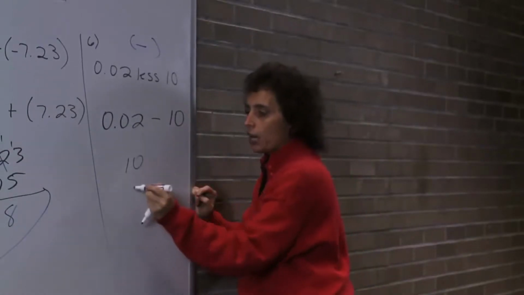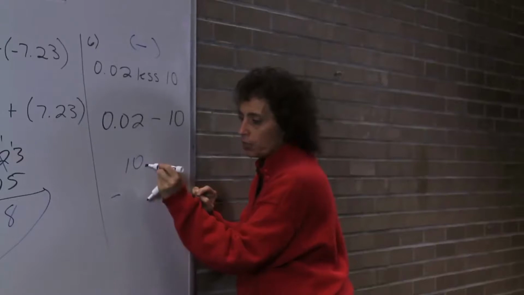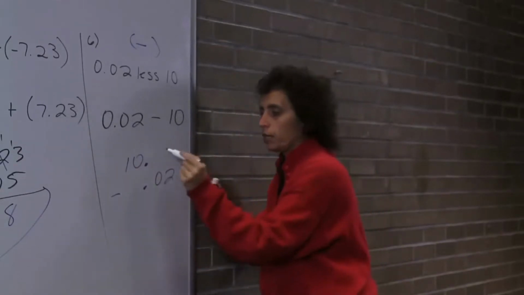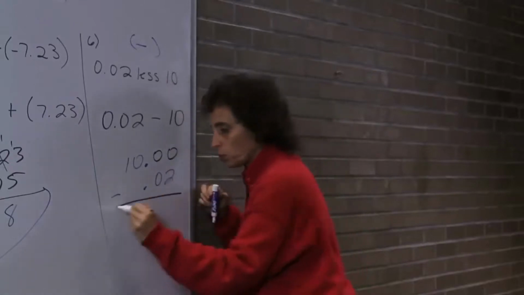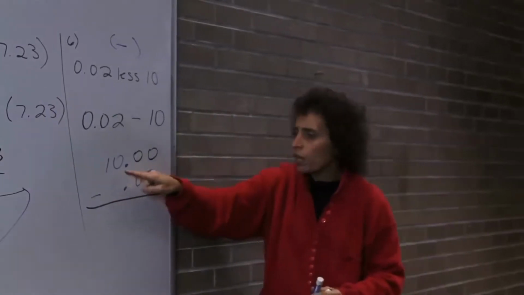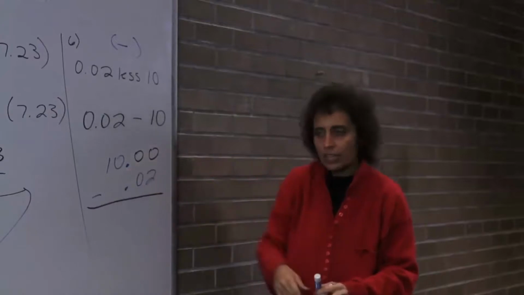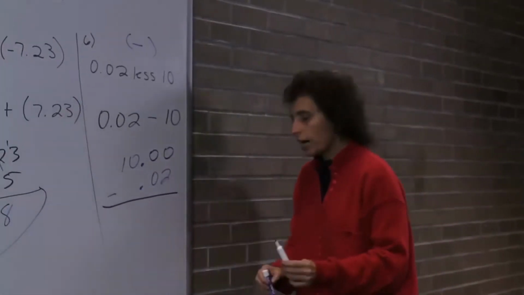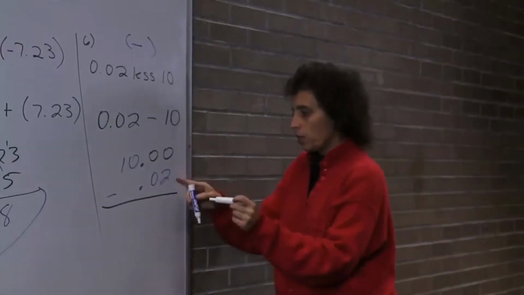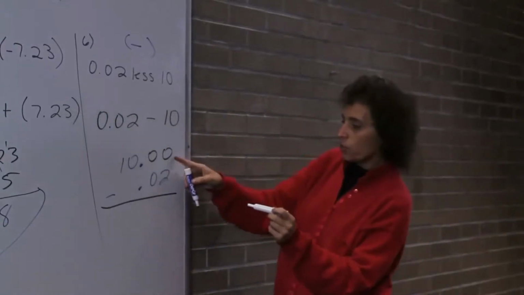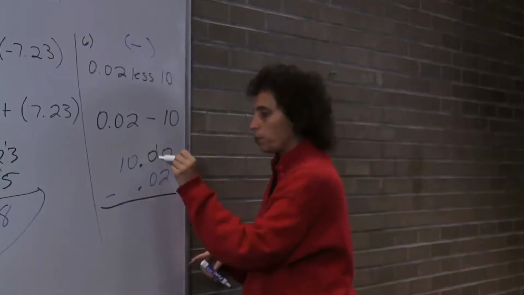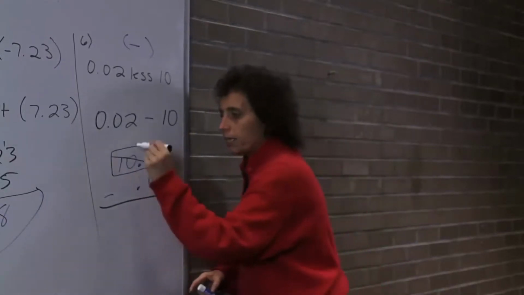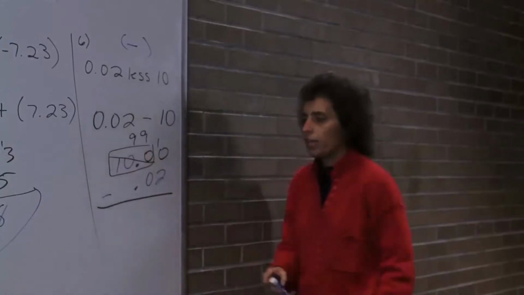So it's 10 minus 0.02. Remember the point is here. So I'm going to put my 0, 0 here as a placeholder. Remember that when you have a whole number, the decimal goes to the right of the last digit. All right? Oh, I get to box. Here we go. Because I have to borrow. I have 0 minus 2, which I can't do, so I have to borrow. So I'm boxing that in. I'm making that 99, and there's 10.